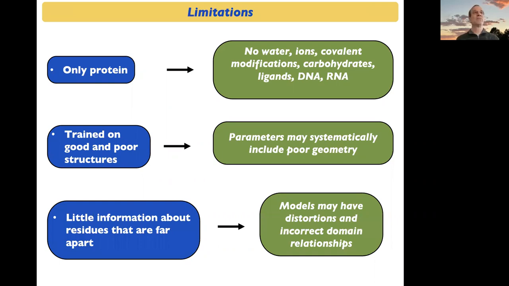Also, there's not that much information about residues that are far apart. And this is part of the simplification that goes into AlphaFold. It basically ignores residues that are very far apart in sequence to make the process practical. And that results in models that may have distortions, and you'll see that, and also incorrect domain relationships are common. So keep those things in mind when you are going to use your AlphaFold models.